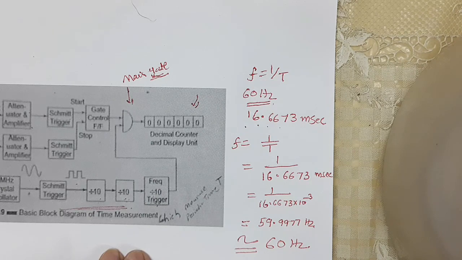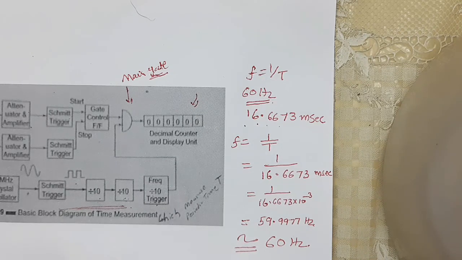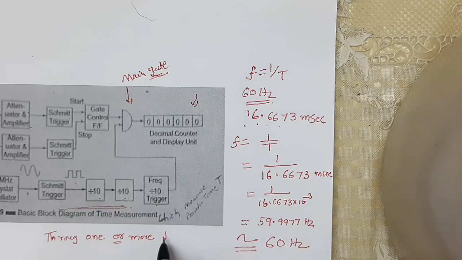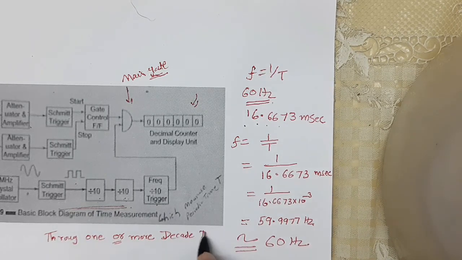The accuracy of the period measurement and hence the frequency can be greatly increased by using the multiple period average mode of operation. In this mode, the main gate is enabled for more than one period of the unknown signal. This is obtained by passing the unknown signal through one or more decade divider assembly.